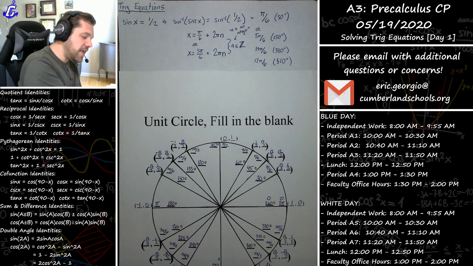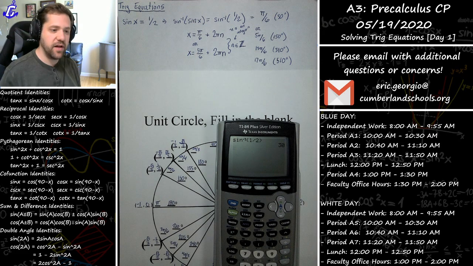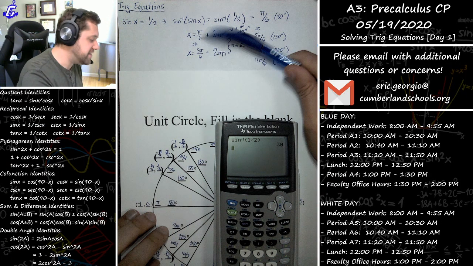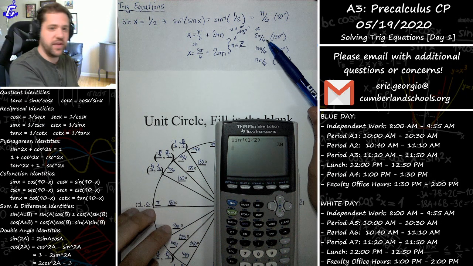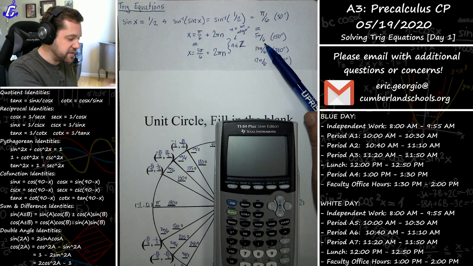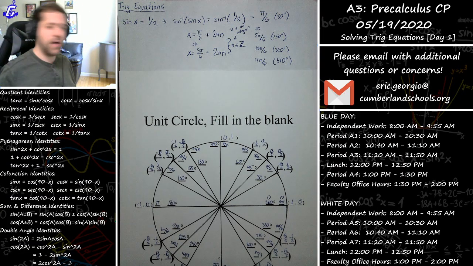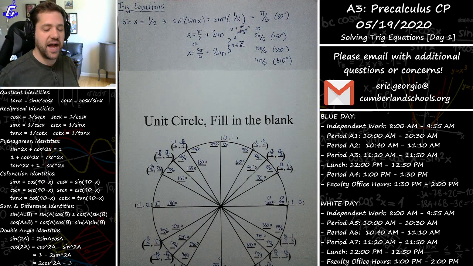But why then does our calculator tell us 30? Why does our calculator tell us it's pi over 6, and not pi over 6 plus 2 pi n? Why does it even acknowledge the 5 pi over 6? What's going on with that? Well, that all relates to how the graphs for these things actually look and how they actually behave.